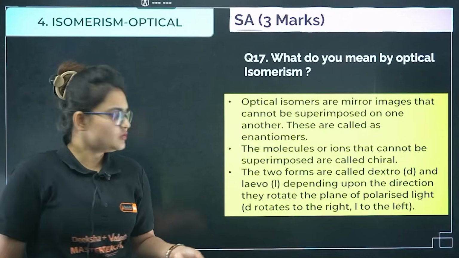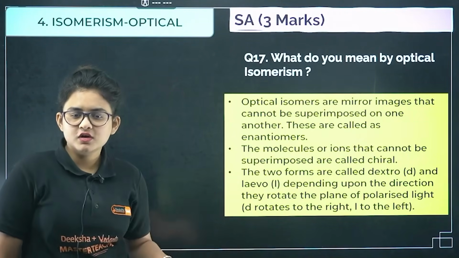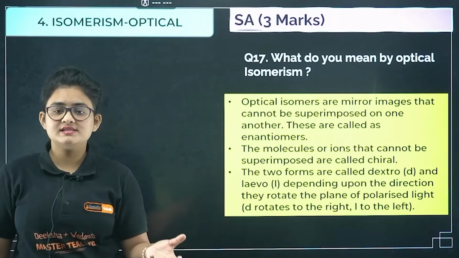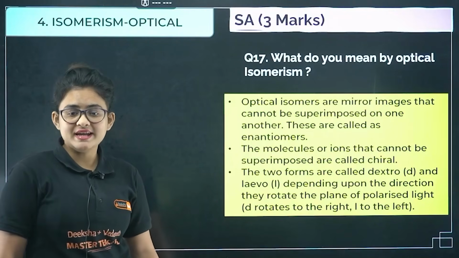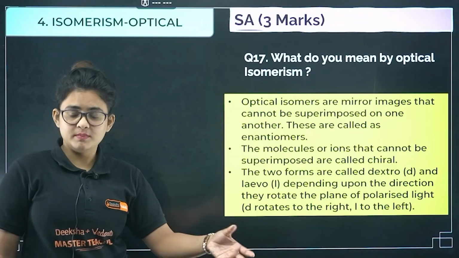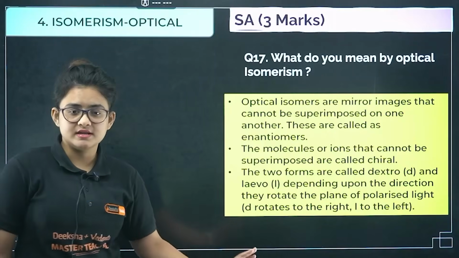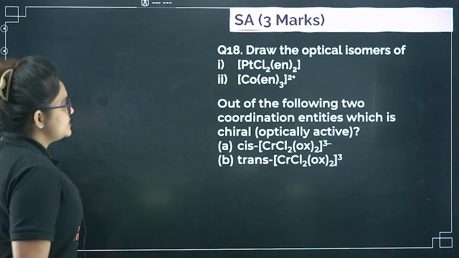You can tell that the 2 forms are called dextro and levo. They can rotate the plane of polarized light in the polarimeter. If it rotates the plane of polarized light to the right, you call it dextro. If it rotates it to the left, you call it levo. That's it. Next, let's proceed with the next question.